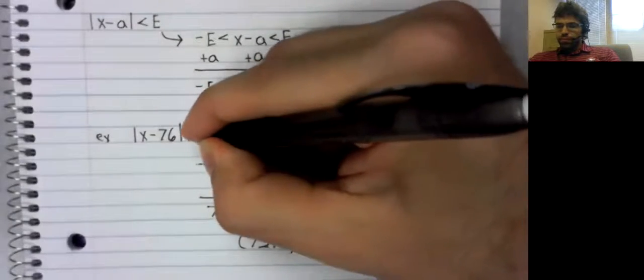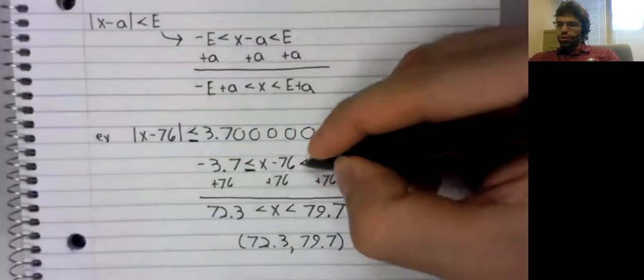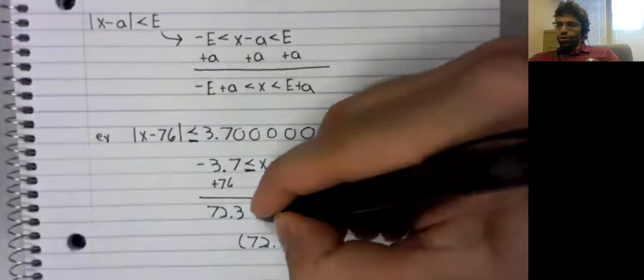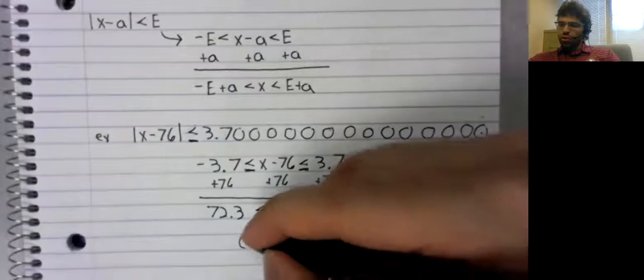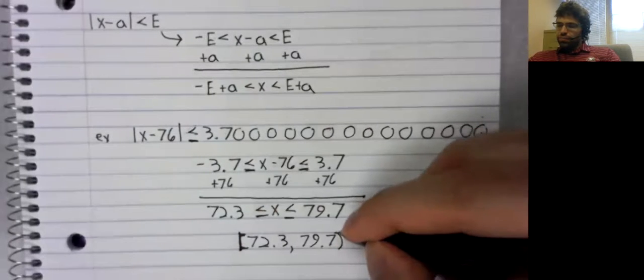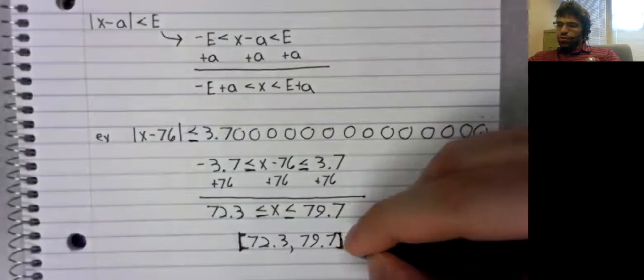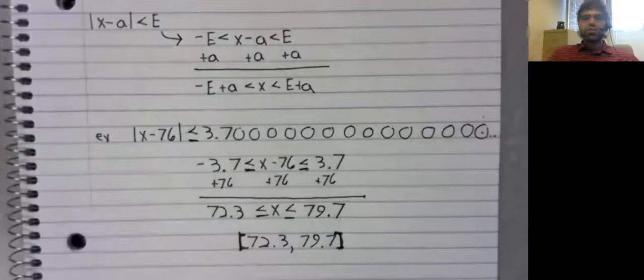But if you had less than or equal to, we just turn all these inequalities into less than or equal to's, and those open parentheses would turn into closed brackets.